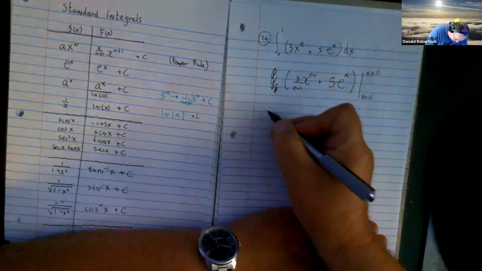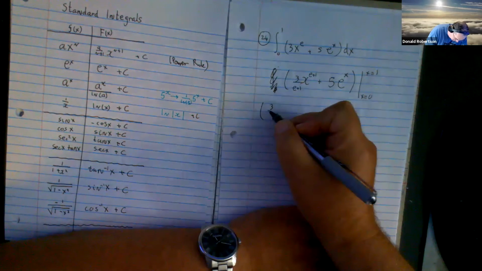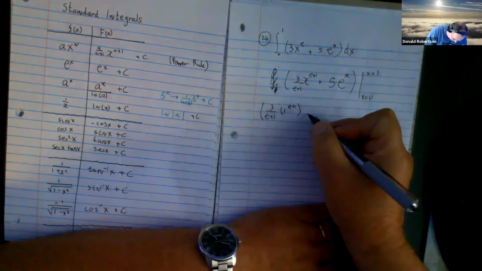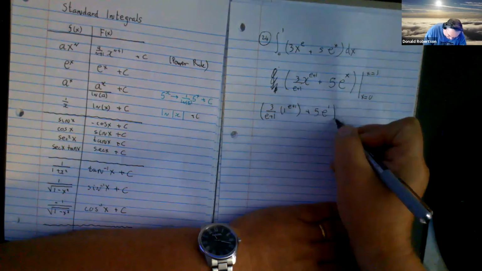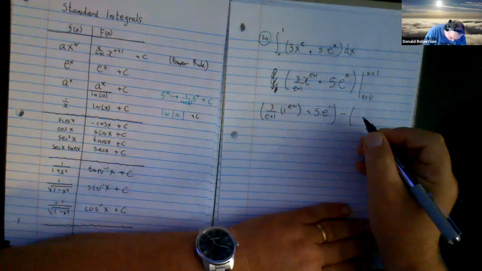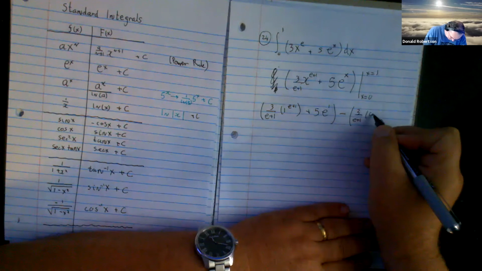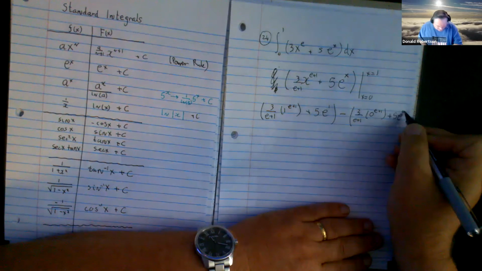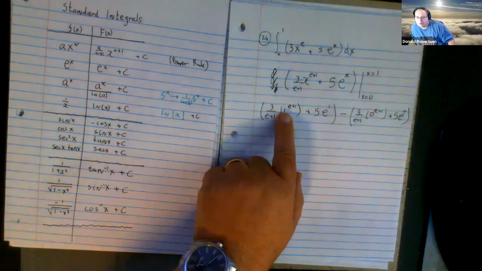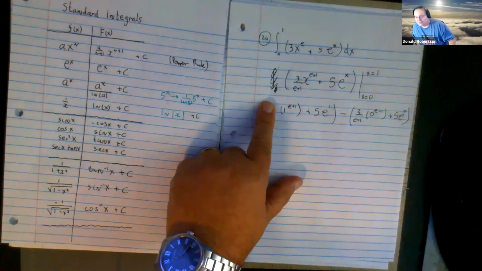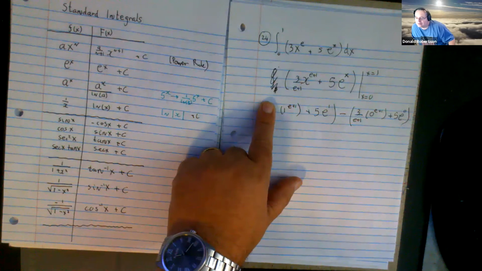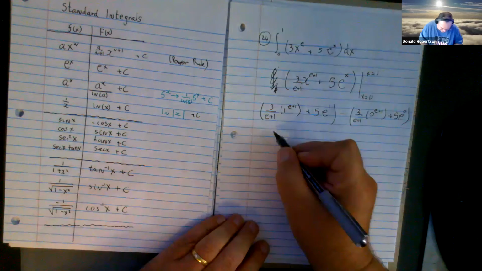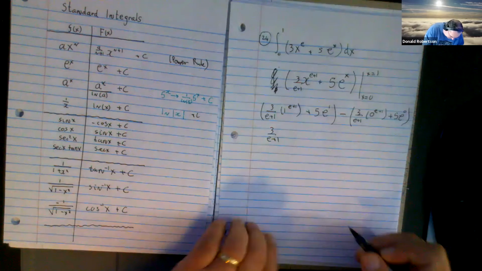If you plug in 1 here, you get 3 over e plus 1, 1 to the power of e plus 1, plus 5e to the power of 1. Take away 3 over e plus 1, 0 to the power of e plus 1, add 5e to the 0. Okay. What number is 1 to the power of e plus 1? 1. So wouldn't that just be a 3 over e plus 1 term? Would you agree e to the 1 is just called e, so 5e?